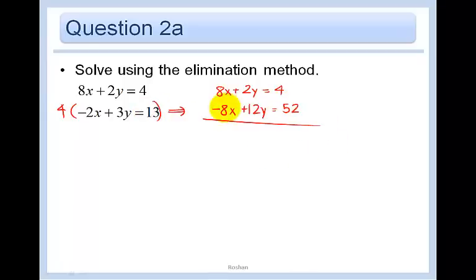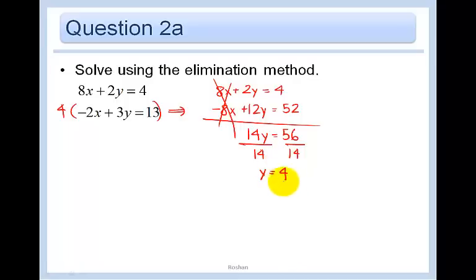Now look what happened. When we add them, we get 0x, which is exactly what I wanted. I've now eliminated my x variable. That's why it's called the elimination method. So then we get 56, divide by 14, and we get y equals 4.